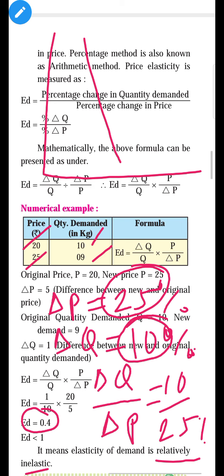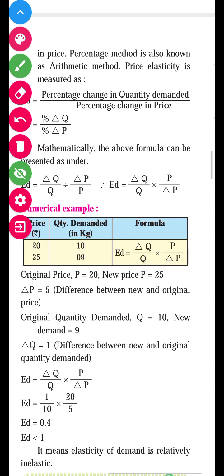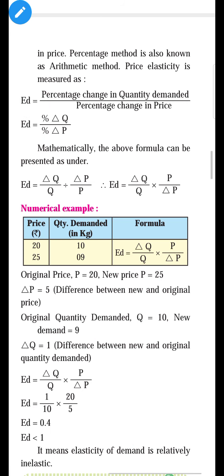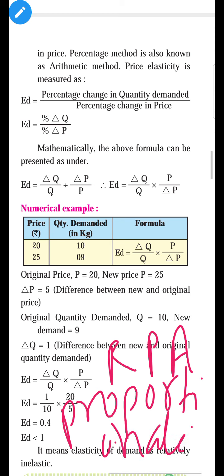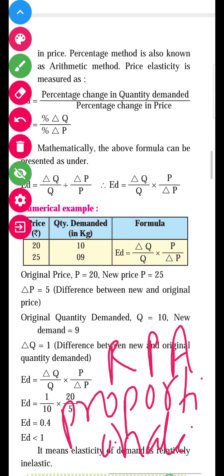Yes, and ratio method is also known as percentage method, also known as arithmetic method, and arithmetic method is also known as proportionate method. So there are 4 names of ratio method: ratio method, percentage method, arithmetic method, and proportionate method. So if the question comes in the exam under any name, you can easily write the answer.